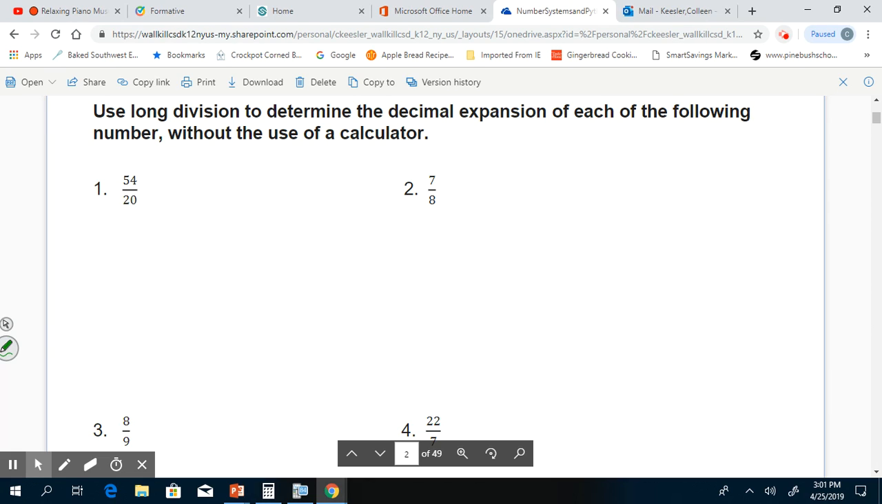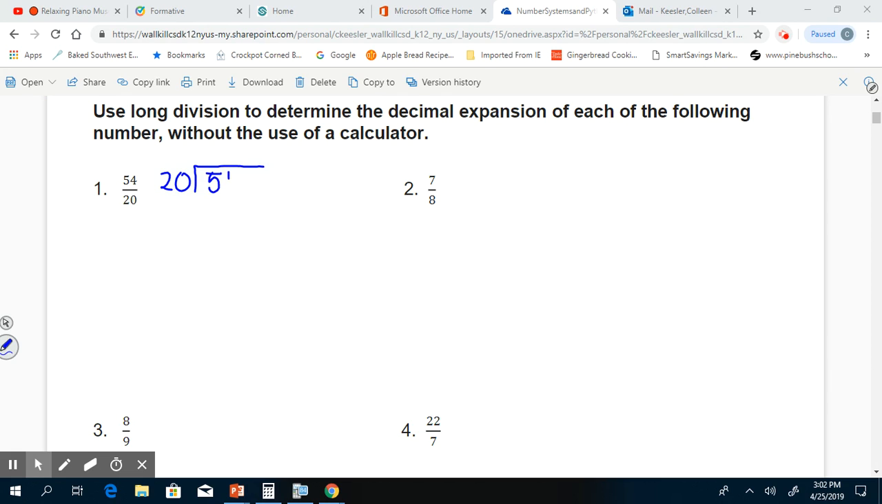division. So 54 over 20 is the same as saying 54 divided by 20. So we put the 20 outside and we put the 54 inside. Now 20 goes into 54 a couple times. We know it goes into 54 twice because 20 times 2 is 40. So we bring down the 40 and we subtract and we get 14. 20 does not go into 14 and I don't have any whole numbers left.